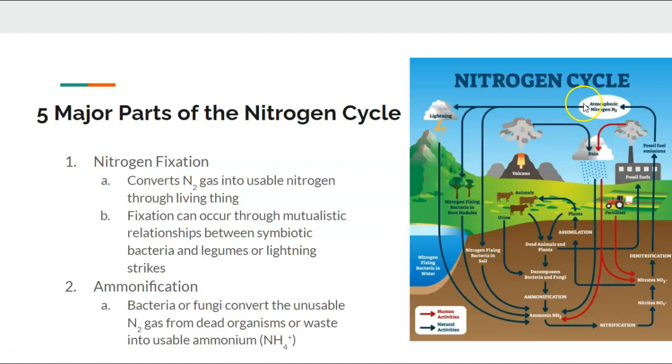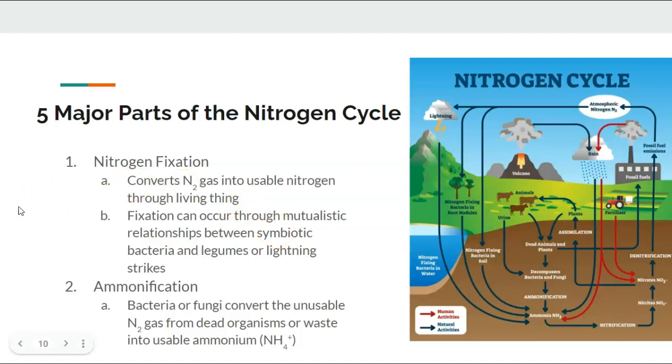So you see this here, right? We have our atmospheric nitrogen, and over here we have nitrogen-fixing bacteria. This is found in the roots of those legumes, and also lightning can fix that nitrogen as well. And as you fix that nitrogen, it does become usable for those plants.